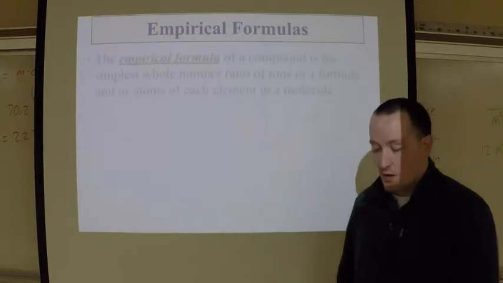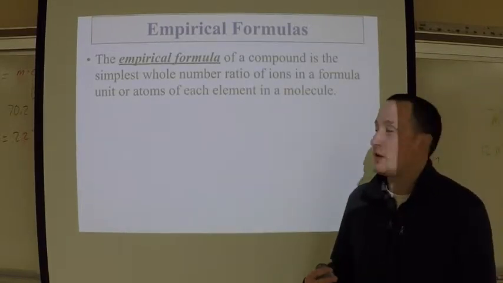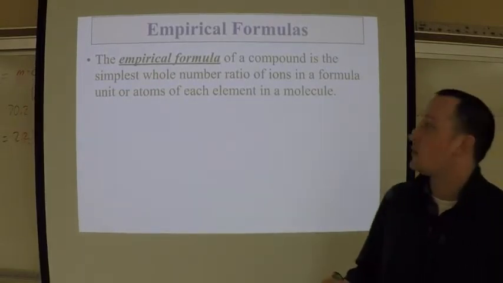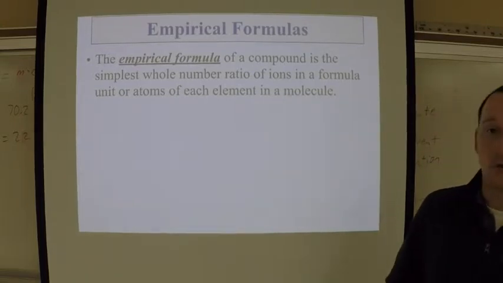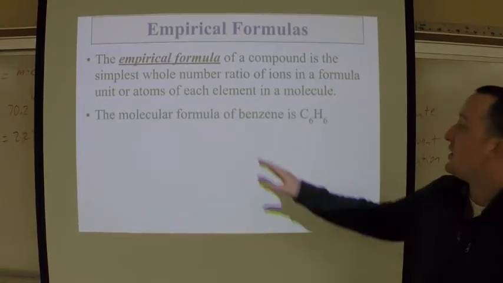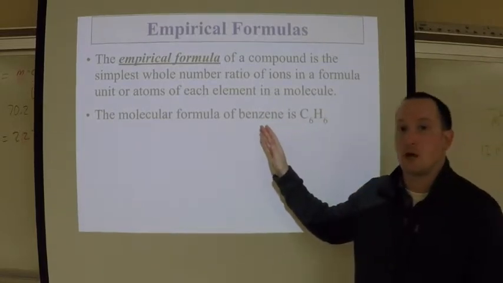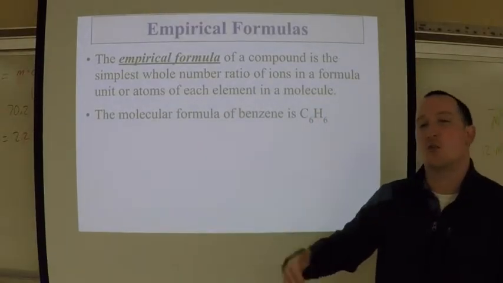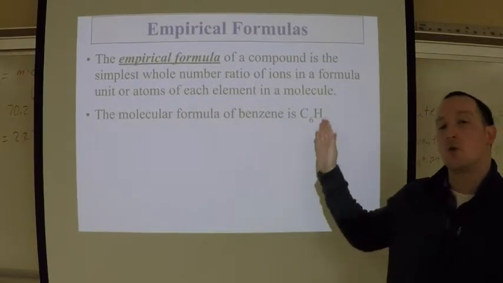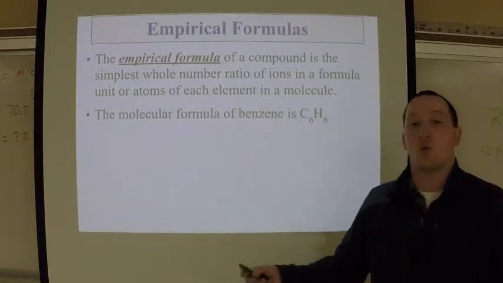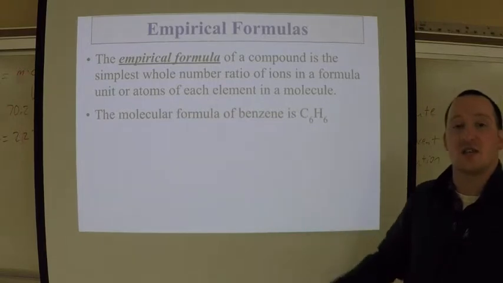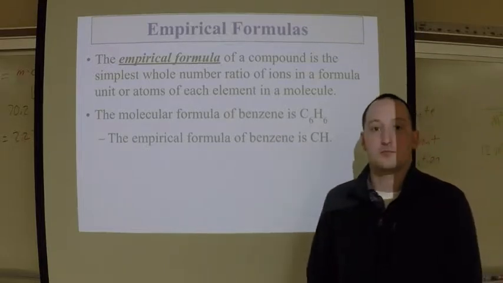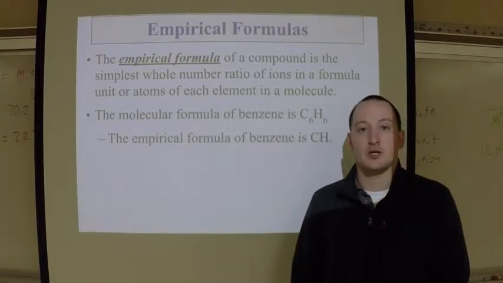So let's get started. First of all, the empirical formula of a compound is the simplest whole number ratio of ions in a formula unit or atoms of each element in a molecule. Here's an example of a molecular formula. An empirical formula is where I simplify these numbers to the lowest they can go. In other words, what's the ratio of carbon to hydrogen? Well, 6 to 6 is the same thing as 1 to 1. I could divide both of these by 6 to get them to both be 1. So the empirical formula of benzene is CH, because the carbons and hydrogens are in a 1 to 1 ratio.